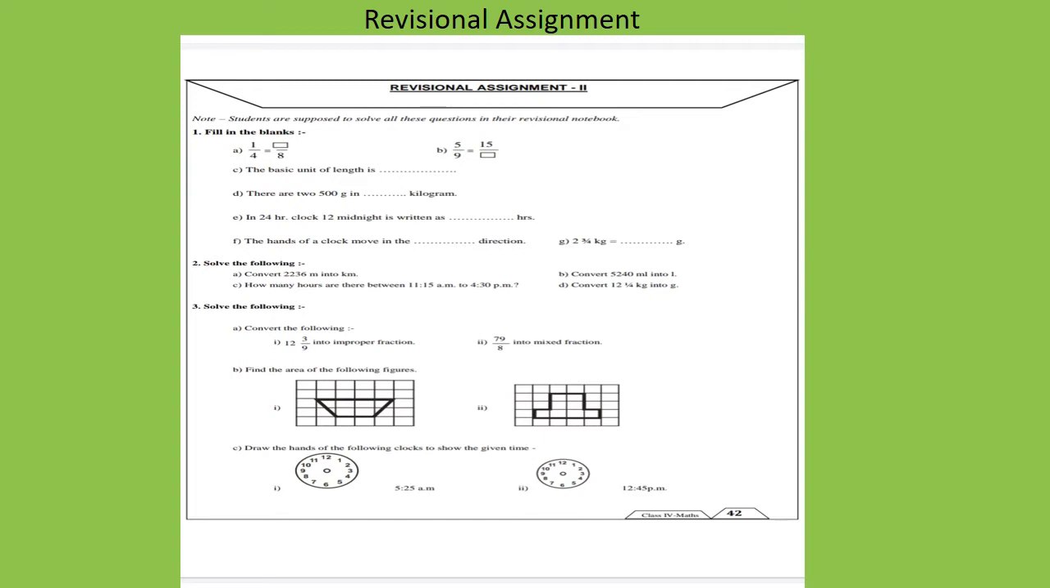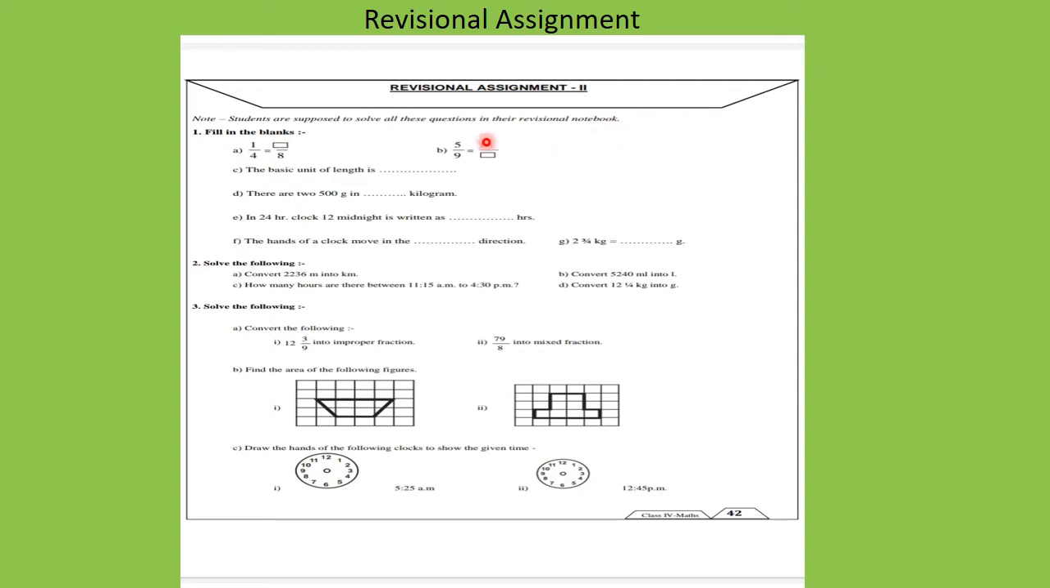Children, once again I am back with another revisional assignment. So far we have completed revisional assignment 1, and in today's video I am going to start with revisional assignment 2. I will help you understand the questions so that you can simply note them down, and you can solve them very easily in your revisional notebook. So without any further delay, let's get started.